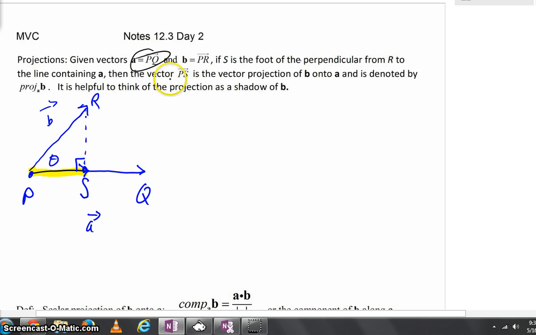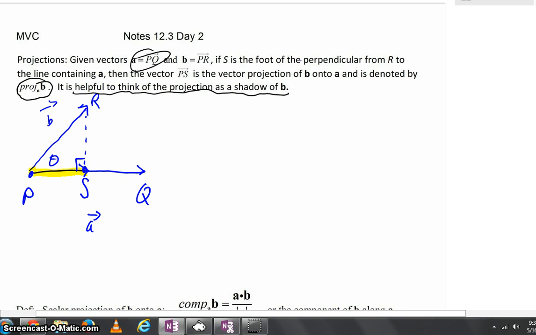The vector PS is the vector projection of B onto A, and it is denoted by proj, with subscript vector A, of vector B. So it's showing that B is dropped onto A. A is going to be the subscript. It's helpful to think of this projection as the shadow of B onto vector A.